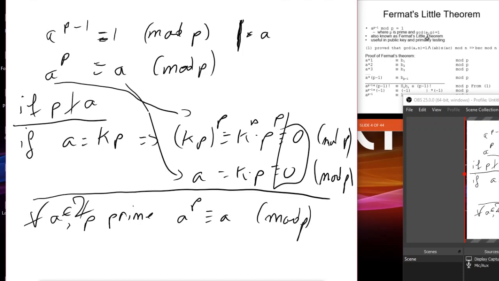More than this, another way of writing this relation would be to say that p divides a at power p minus a. Right, we subtract this a from both sides, and this means that a at power p minus a is 0, so it's a multiple of p mod p.